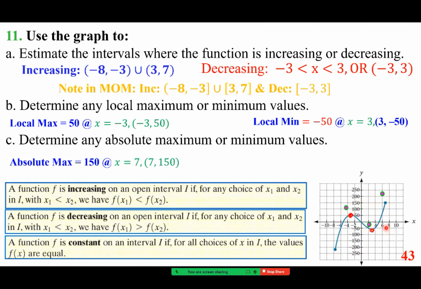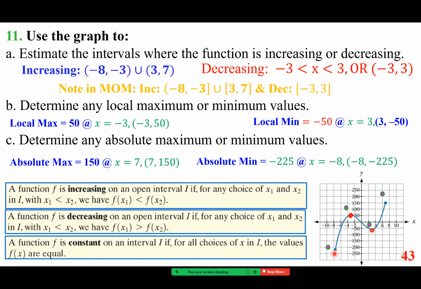And at x equals 7, 150. It depends how they ask you. And this is the absolute minimum. The y coordinate seems to be -225 at x equals -8. And again, it is extremely important to notice this thing stops, doesn't continue. Sometimes they just show that it continues, sometimes they just put an arrow.